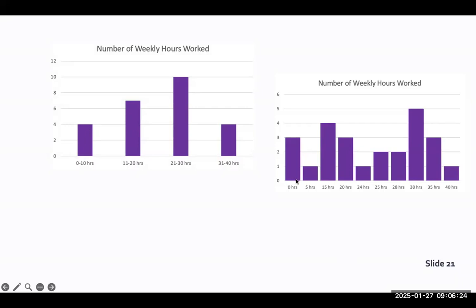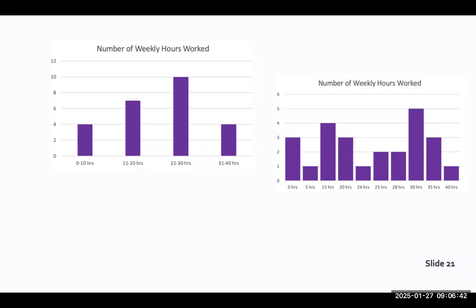And if you look at the original histogram, you can see we had 3 values that were 0 and 1 value that was 5. And I believe that was all of the numbers less than 10. So those bars kind of joined together to make 4.